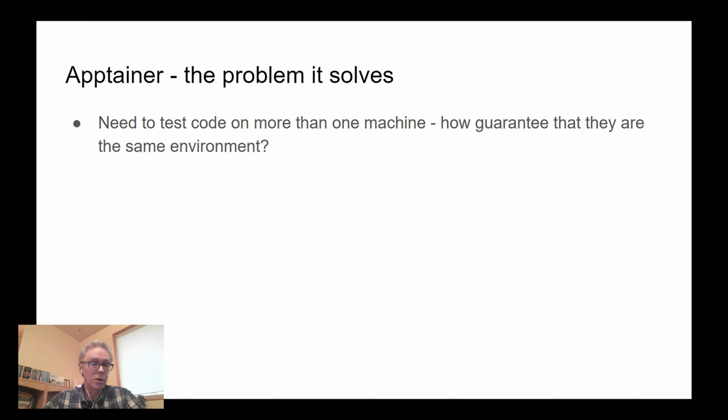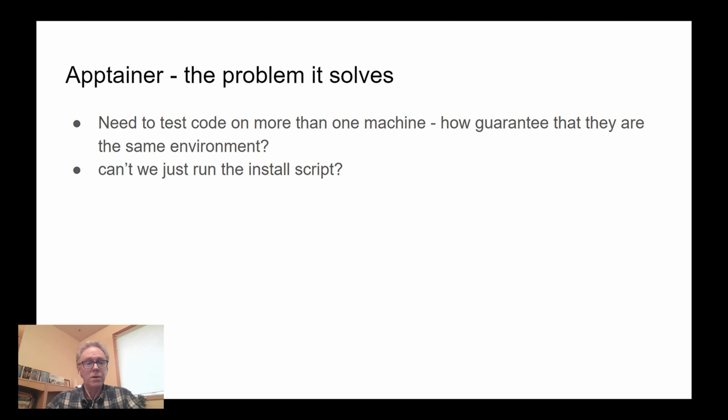So why would you need to test code on more than one machine? Let's say you're on a team. You have three people on your team. You're testing an algorithm. It takes a long time to run. You want all three of you to run it on your machines at the same time, or you want to do something on the high performance cluster. So how do you guarantee that the installed Python libraries are the same exact versions on all these machines?